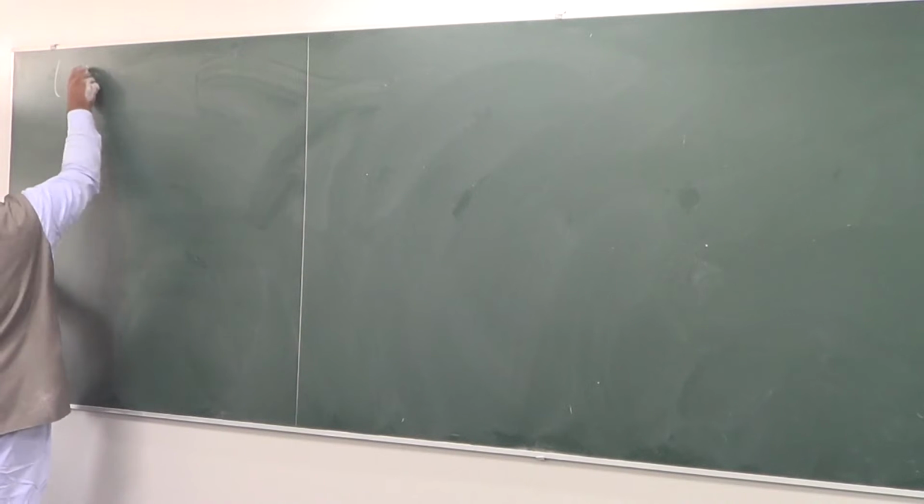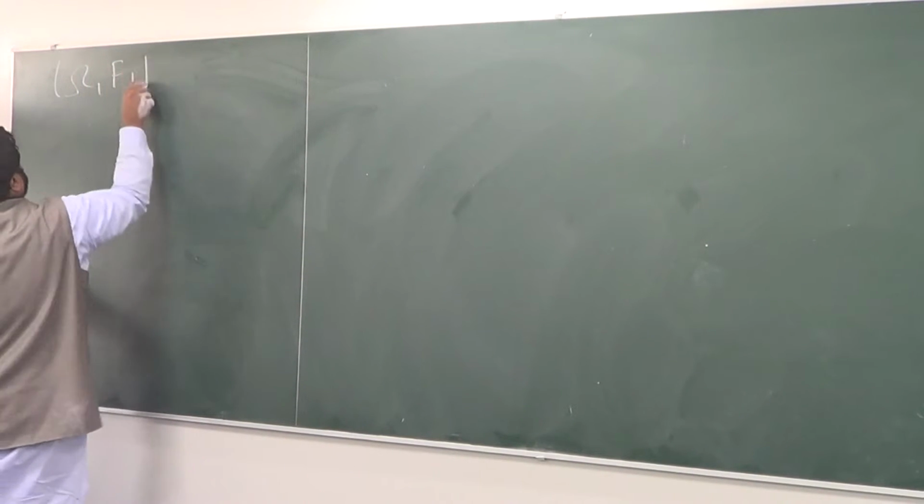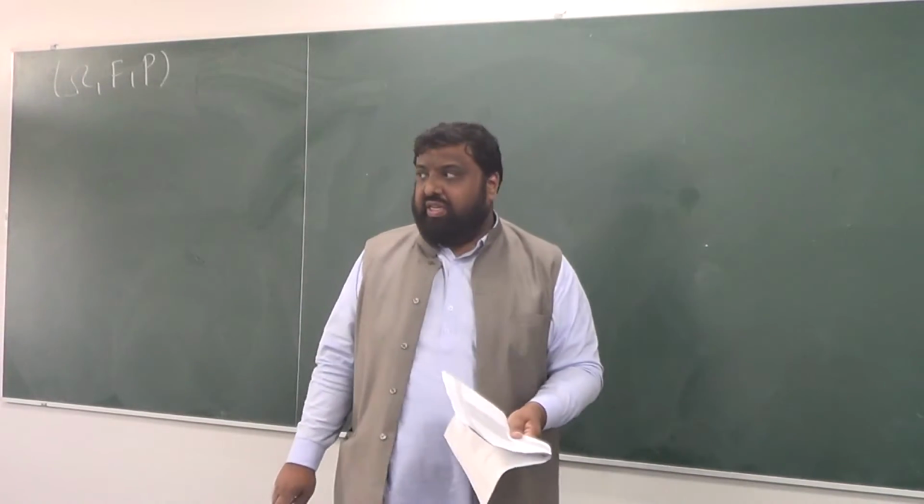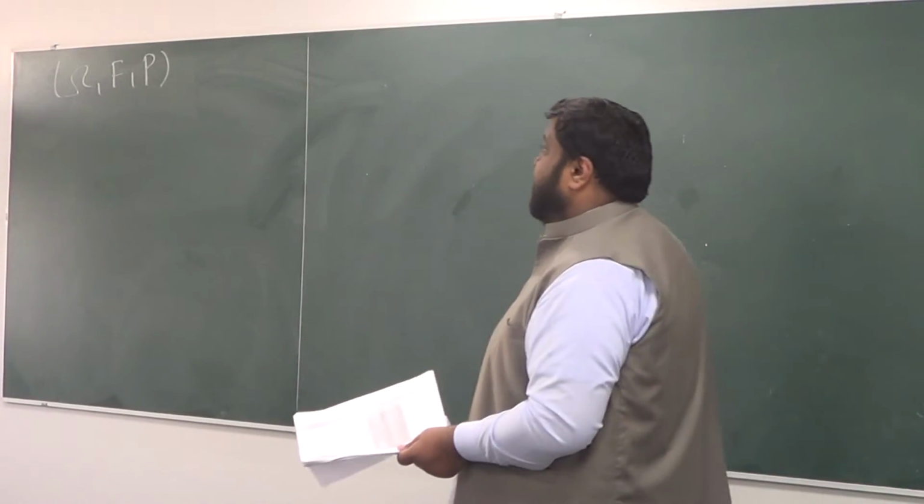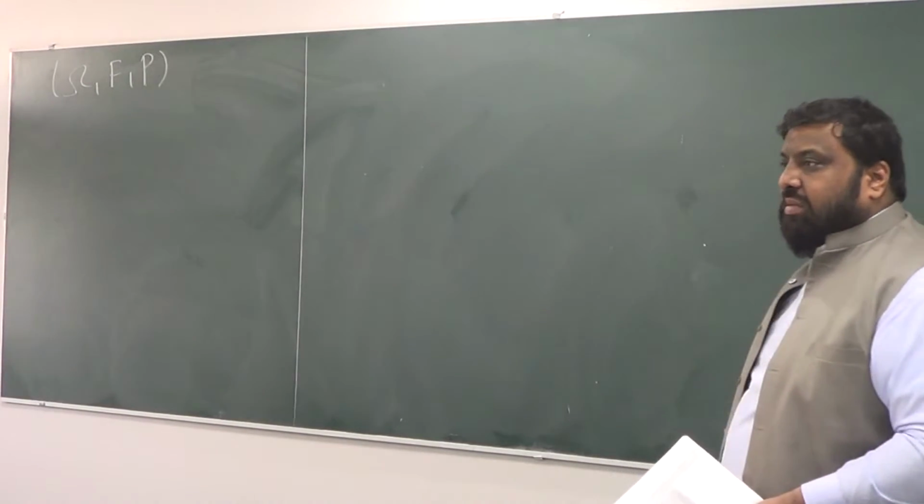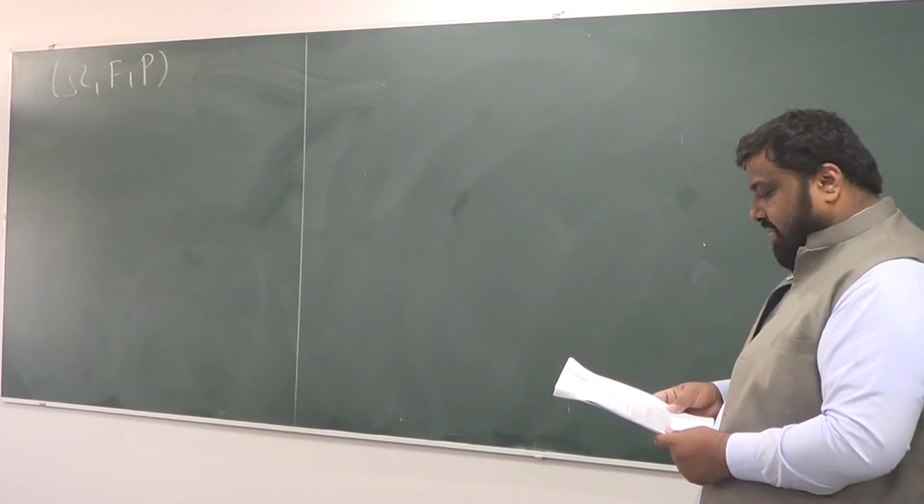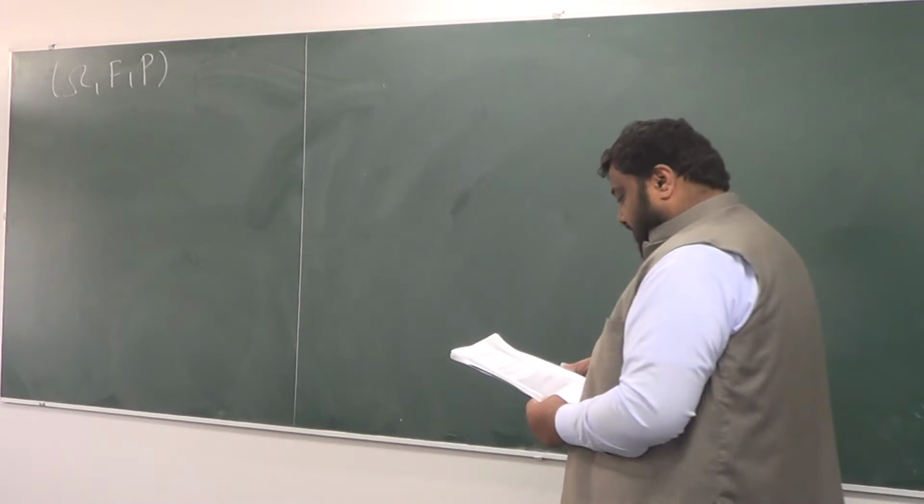So I'll always be in omega F P, an abstract probability measure space. Omega is some sample space, F is some sigma field, and P is the probability measure.